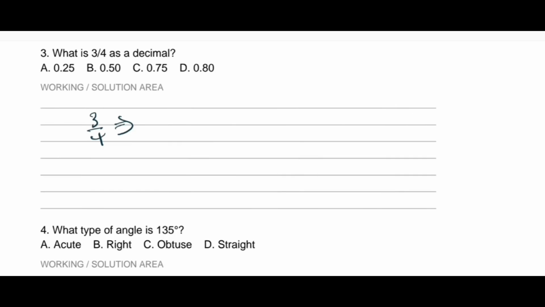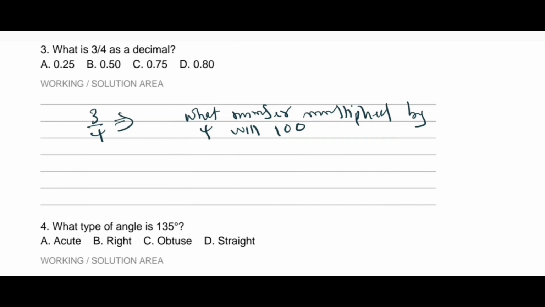So, what number multiplied by 4 will be 100? So the way you do that is that you say 4 times x, because we don't know the number. So let's say the number should be x is equal to 100. Have you seen it? Yeah.